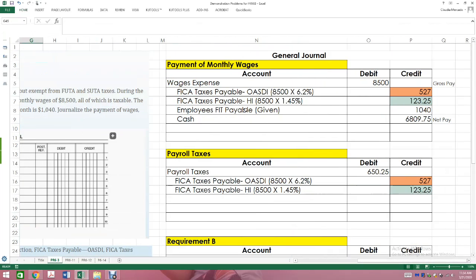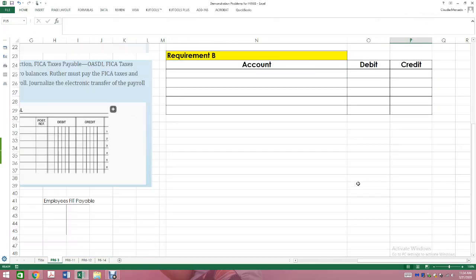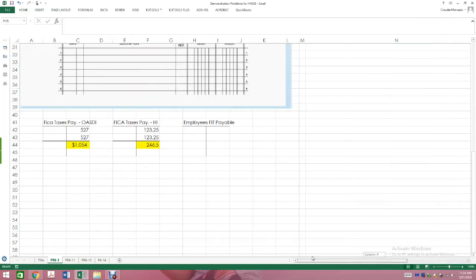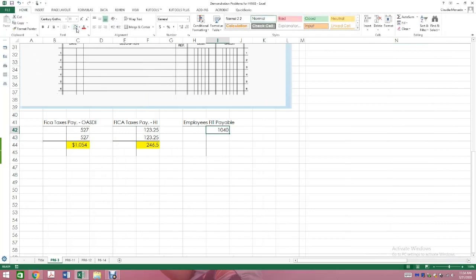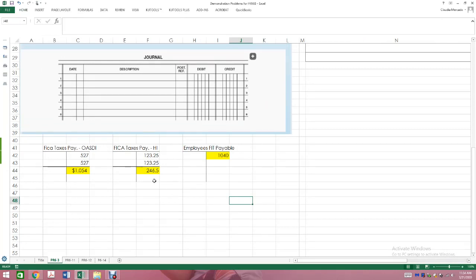Now for federal income tax, I only have one entry of 1,040. So I have 1,040 sitting over here. And we don't have to do any calculations because we just have one entry. So that's my balance. So I've got 1,054 sitting on my OASDI. I've got 246.50 sitting on my HI, and I've got 1,040 sitting on my federal income tax payable.